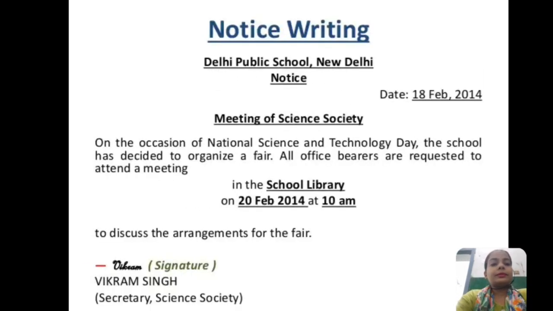So this is the content of the notice. First of all, you have to write the name of the institution with its address from where the notice is being issued. So Delhi Public School, New Delhi. After that you have to write the heading, Notice. Then you have to give the date when this notice is issued. So 18th February 2014. I have already discussed before that a date should be written in a formal way. Heading of the notice: Meeting of Science Society.